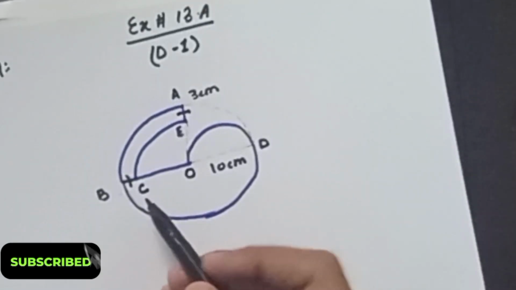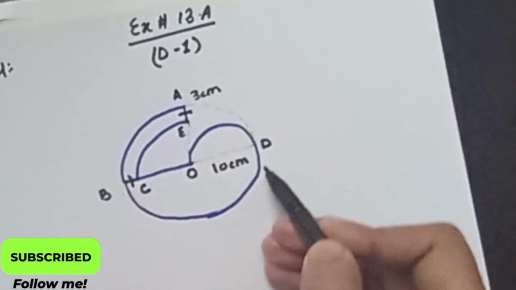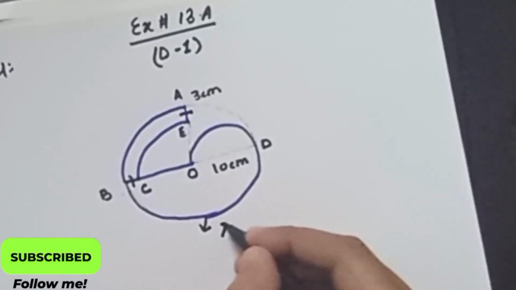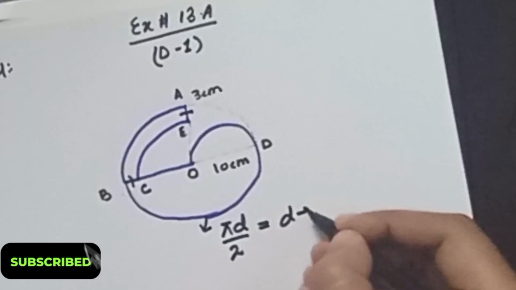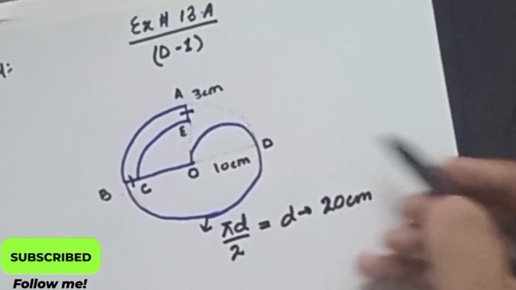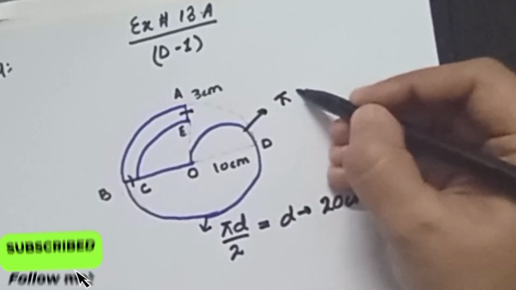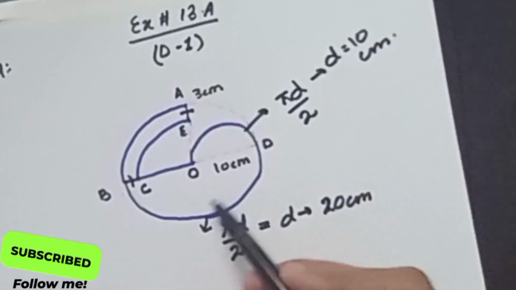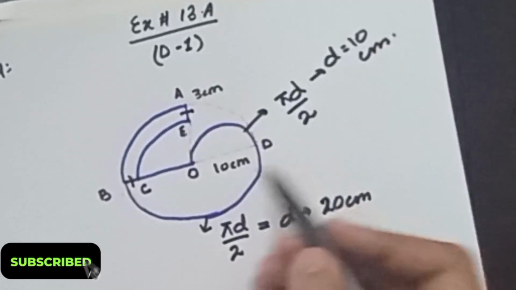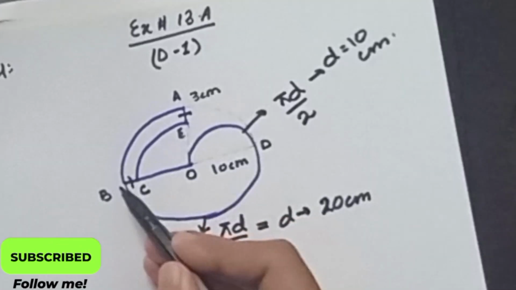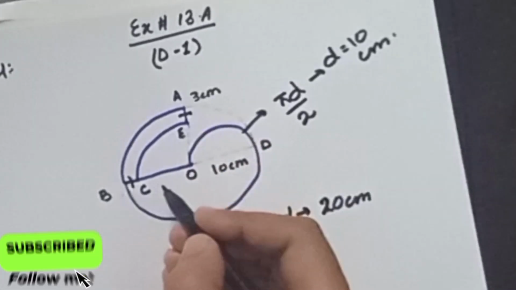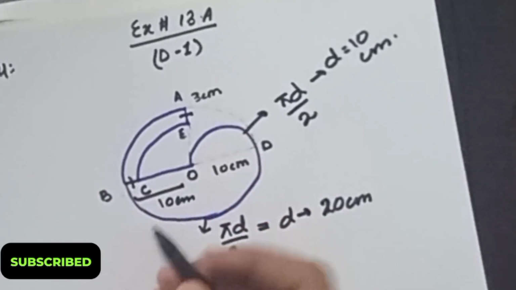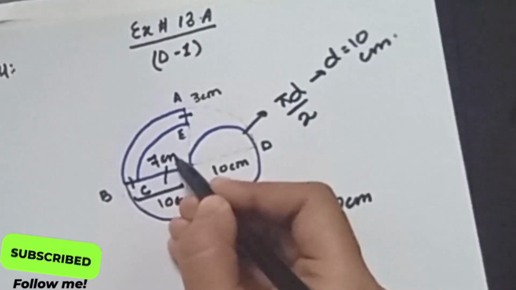How to find it? First of all, one of the semicircles is this. According to the formula of the semicircle, the perimeter of this part is pi d over 2, and d is 20 centimeter. Then this part is also pi d over 2, and for this d is equal to 10 centimeter. So these are the two parts that we can add. Then if the whole is 10 centimeter and this one is 3, then this one will be 7 centimeter.